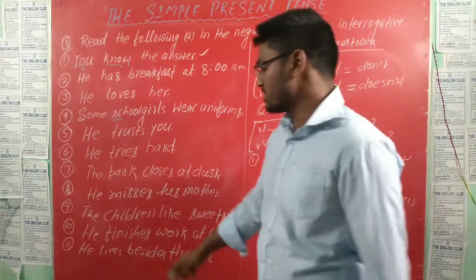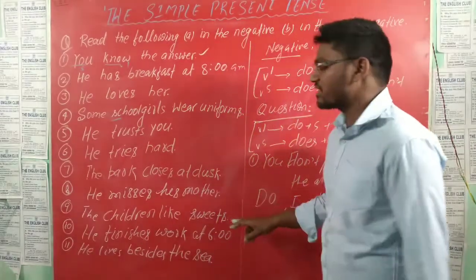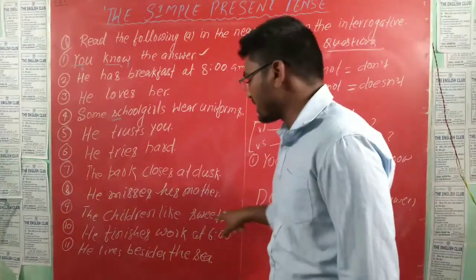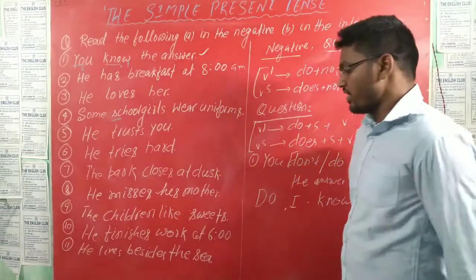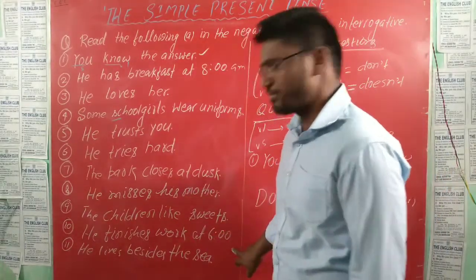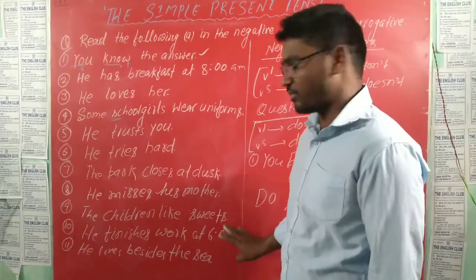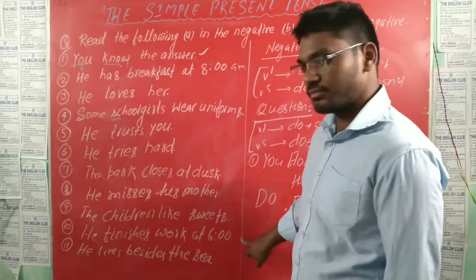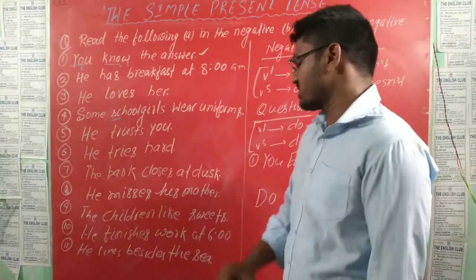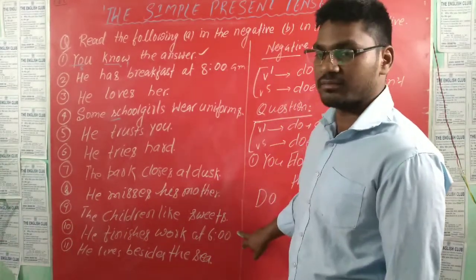Next example. Means next sentence. The children like sweets. The children don't like sweets. Do the children like sweets? Next. He finishes work at 6 p.m. Understand, that is p.m. or 6. He does not finish work at 6 p.m. Does he finish work at 6 p.m.?